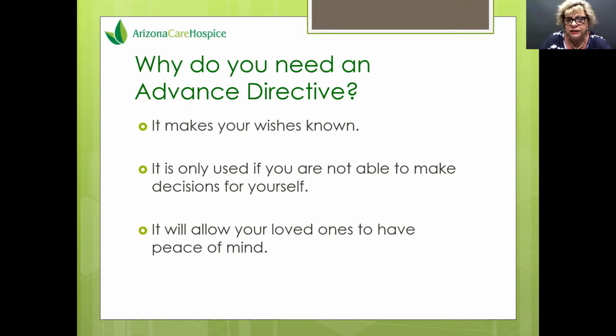So why do you need an advanced directive? Well, it helps make your wishes known. I'm sure most of you could probably tell me about situations where a patient was at end of life and there was more than one family member or more than one sibling, and there is dissension there and not an agreement or a collaboration about what they're going to do for their mom or dad. So it's really important that they make their wishes known and that it's in writing.